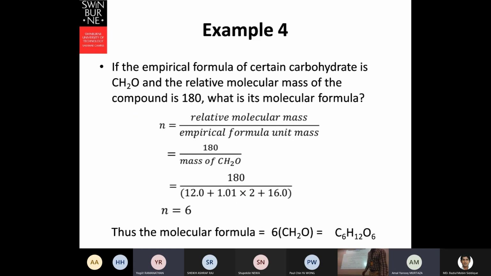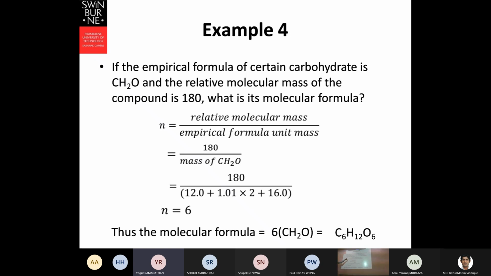How do you get it? We will divide the molecular mass by the empirical formula mass. We will divide and find the ratio between them, and that ratio will be used to multiply the total number of the elements in the molecule.